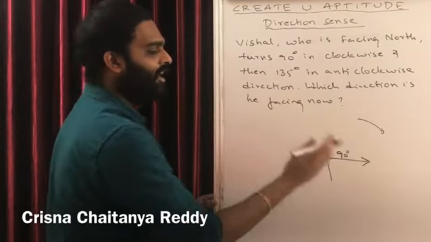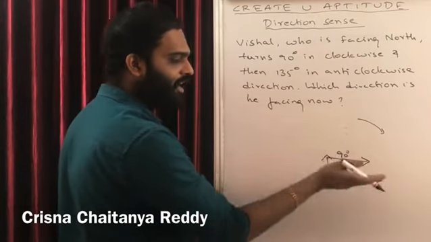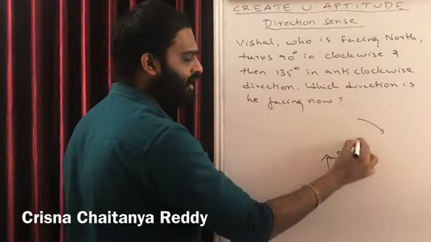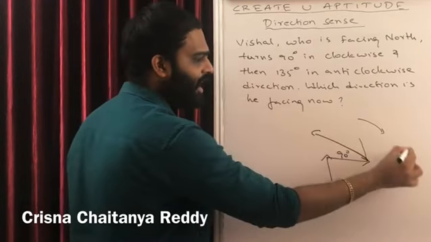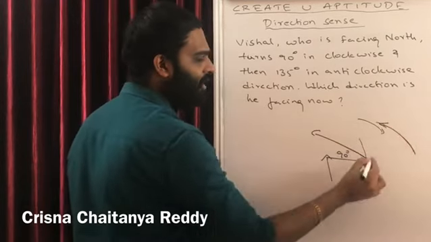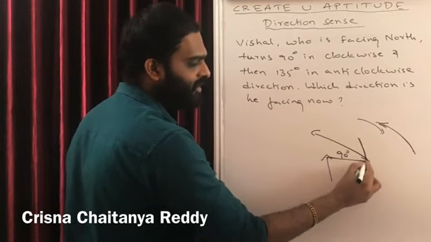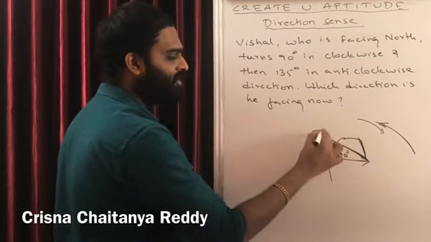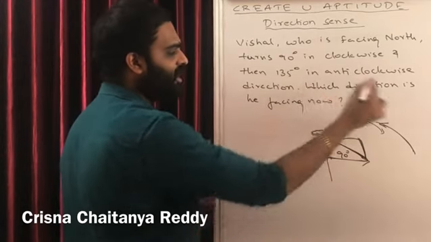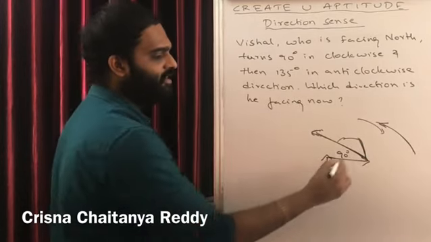Then 135 anti-clock. If he turns back 90 degrees anti-clock, he will be straight. He turned 135, so he has turned towards this direction, because anti-clockwise is opposite to clock. So 135 degrees is here. This is 90 plus 45. So he turned towards this direction. Now the question is, which direction is he facing now?